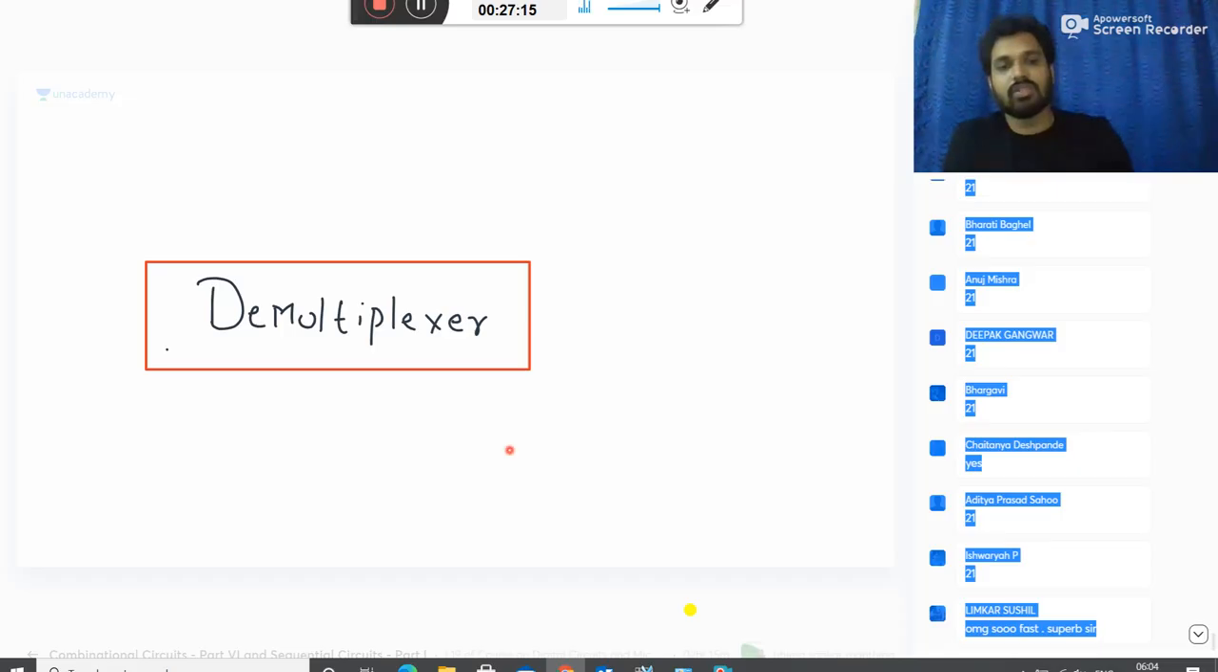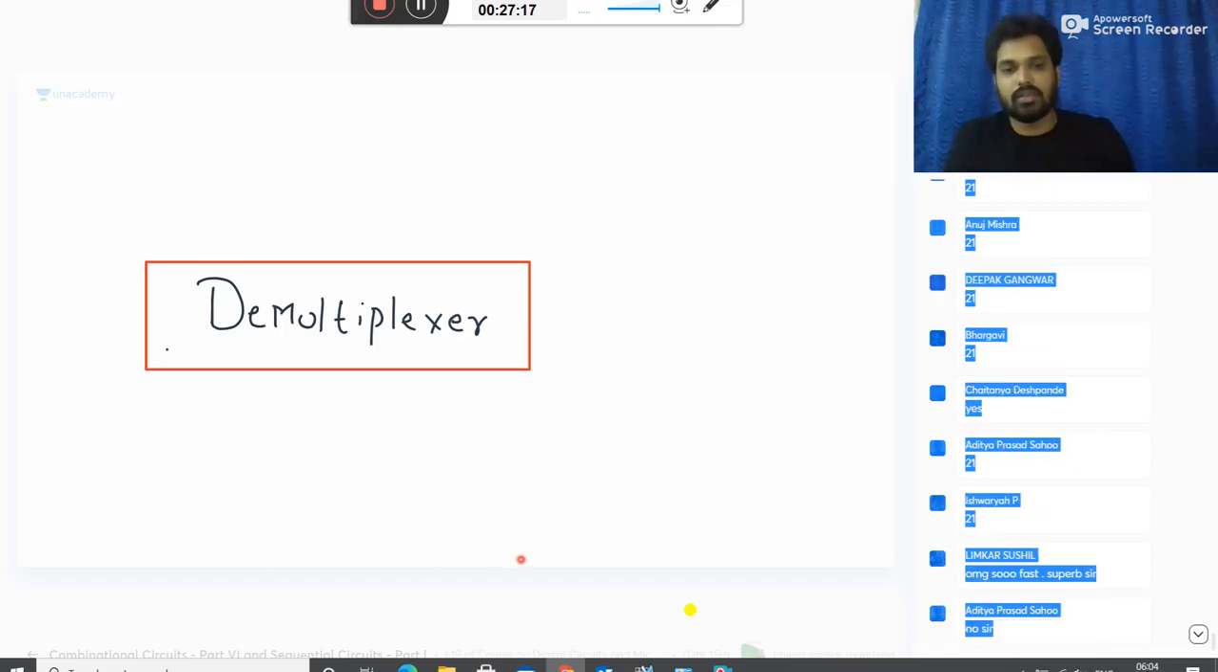So now the next one is demultiplexer. Let's go to the next one, demux. It will do the reverse part of mux. Whatever we have done for mux, multiple input, single output, demux will do the reverse part of the mux. Let's see what that reverse part of the mux is.